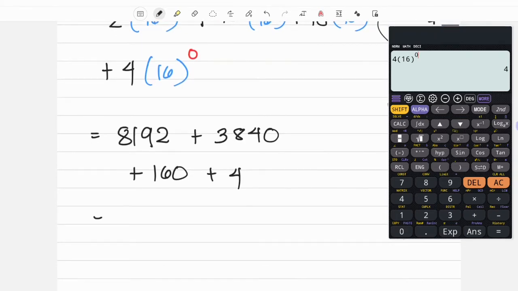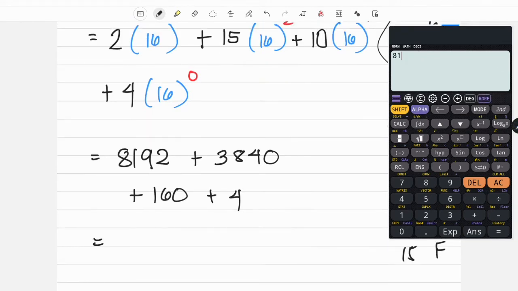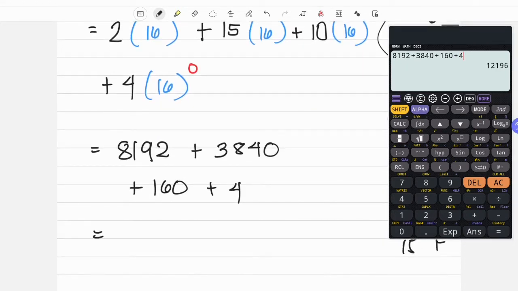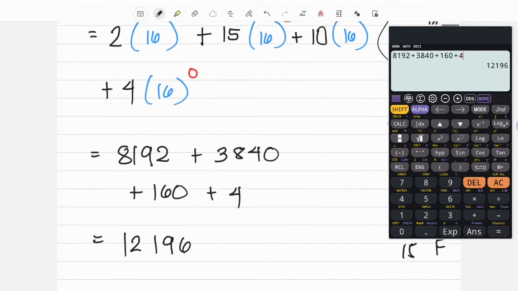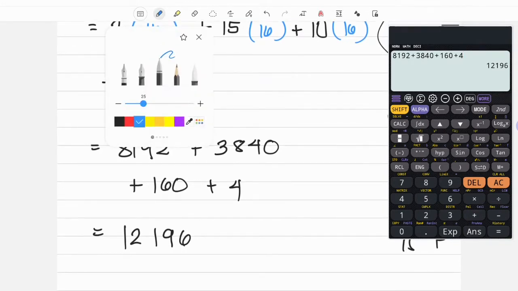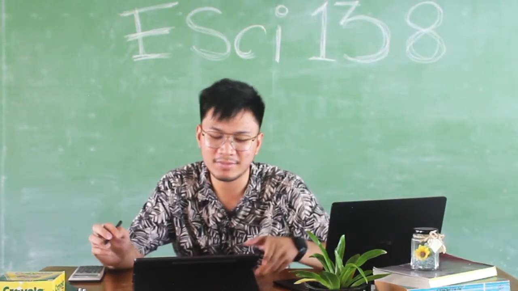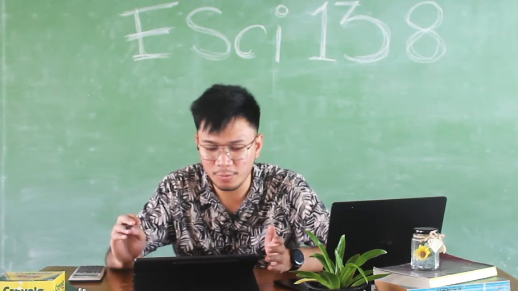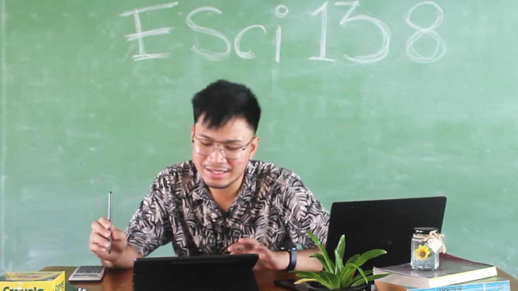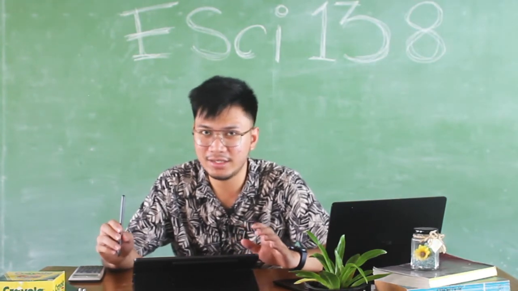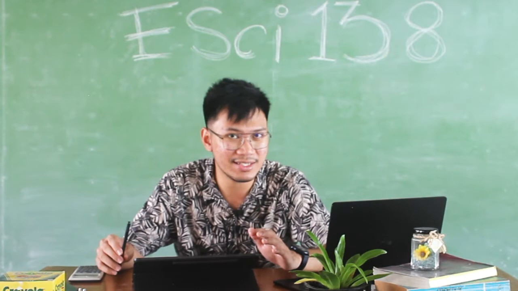And we will arrive an answer of 8,192 plus 3,840 plus 160 plus 4. And we have an answer of 12,196. And again, this is in base 10. Understood? Sayon na siya sabton. And I hope that you grasp the concept of how to convert binary, octal, and hexadecimal into a decimal number.